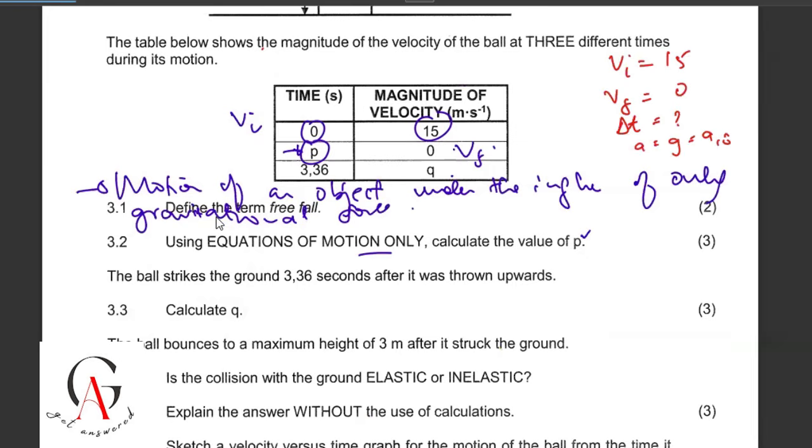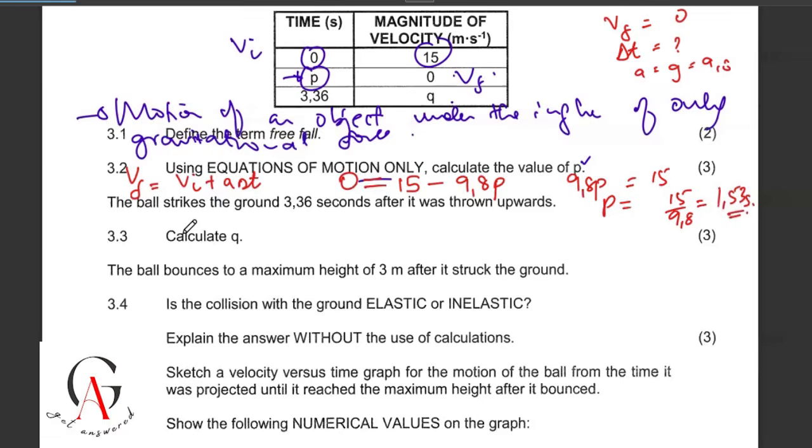So let's use the first equation of motion. Vf is equal to Vi plus a delta t. If we substitute, it's going to be 0 is equal to 15. I'm taking upwards to be negative, so minus 9.8, the time is P. Move that side, so 9.8 P is equal to 15. And then P is going to be 15 over 9.8, which gives me 1.53 seconds.